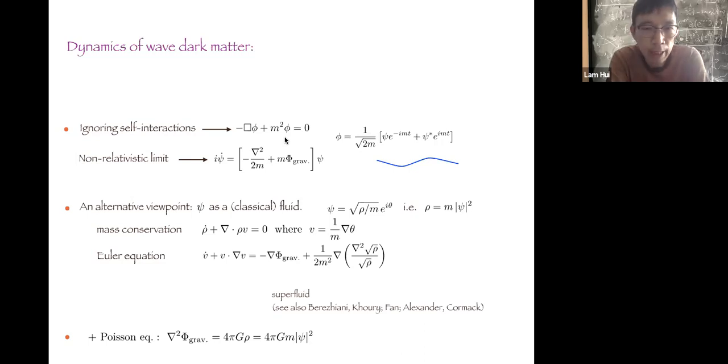All right. So let's pick up where we left off yesterday. Yesterday I showed you how to go from the Klein-Gordon to the Schrödinger equation, right? And I also told you that you should supplement the Schrödinger equation with the Poisson equation, which I added here, like so. The two equations actually form a closed system. And so in principle, you can solve it and make predictions.